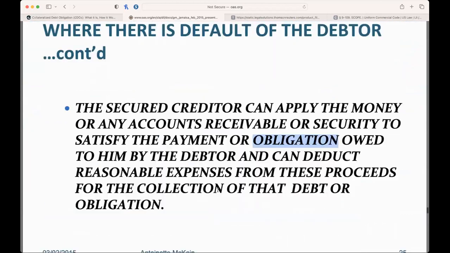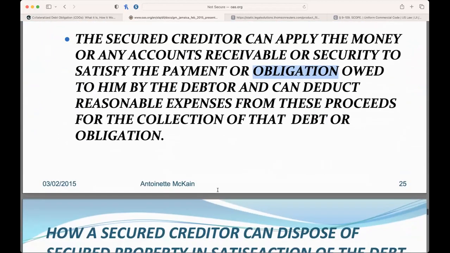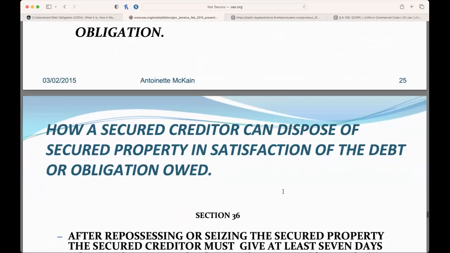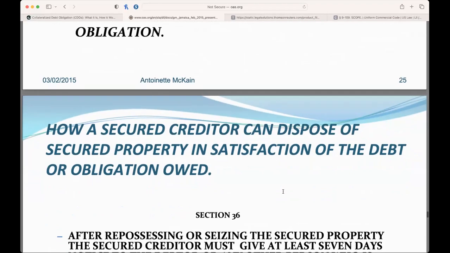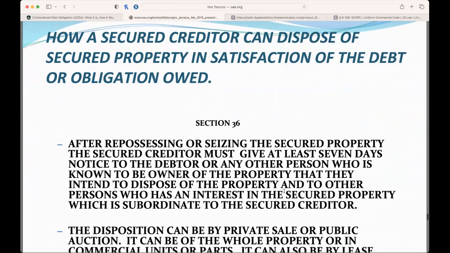And again, here's the funny part. It never mentioned the car or the house. It said accounts receivable or security to satisfy the payment obligation. And there's the word proceeds again. How a secured creditor can dispose of secured property in satisfaction of the debt or obligation owed. After repossessing or seizing the secured property, so they got the word repossessing in there, and immediately when we hear that word, it's like a light bulb going off in our head, and we say, oh my God, and look out the window to see if the car is still there.